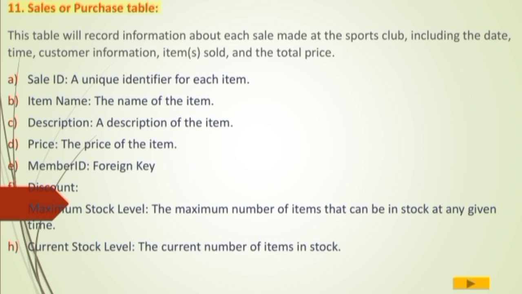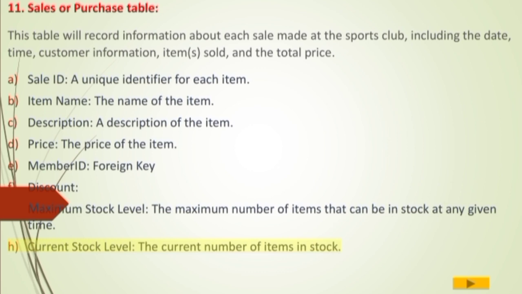11. Sales or purchase table. This table will record information about each sale made at the sports club, including the date, time, customer information, items sold, and the total price. A. Sale ID, a unique identifier for each item. B. Item name, the name of the item. C. Description, a description of the item. D. Price, the price of the item. E. Member ID, foreign key. F. Discount. G. Maximum stock level, the maximum number of items that can be in stock at any given time.